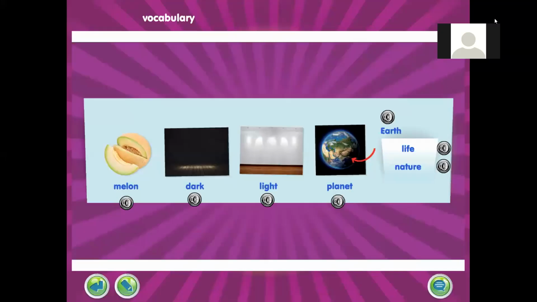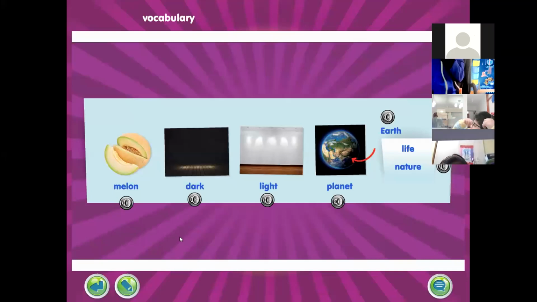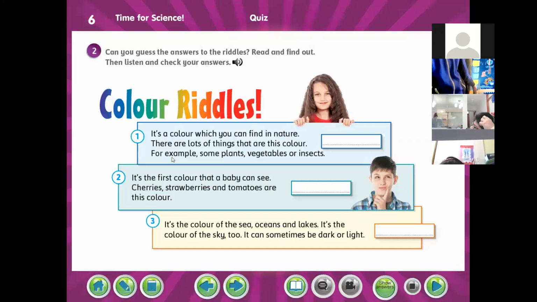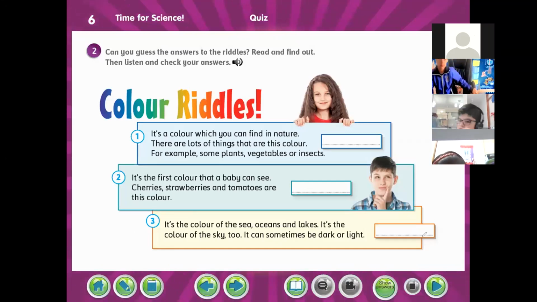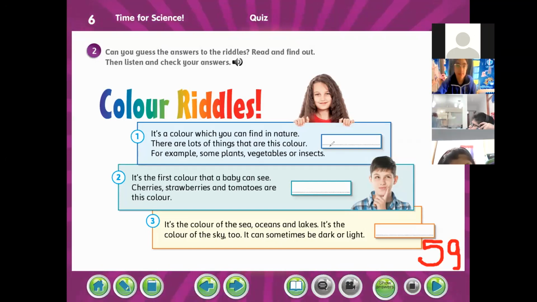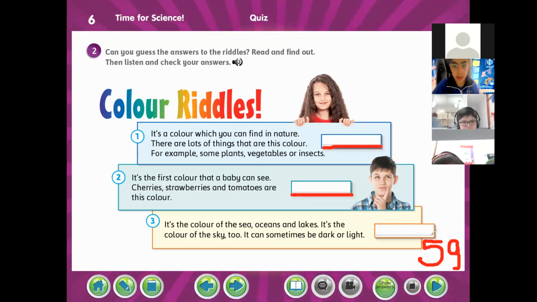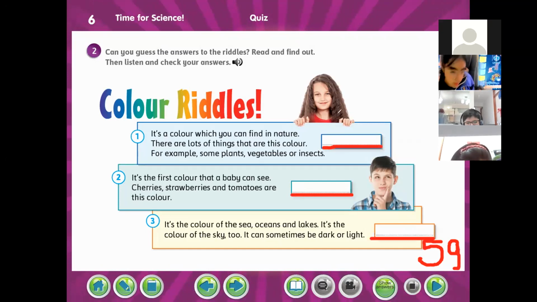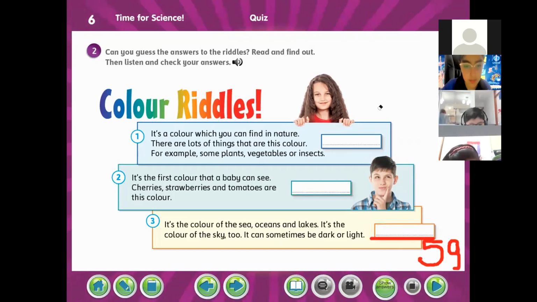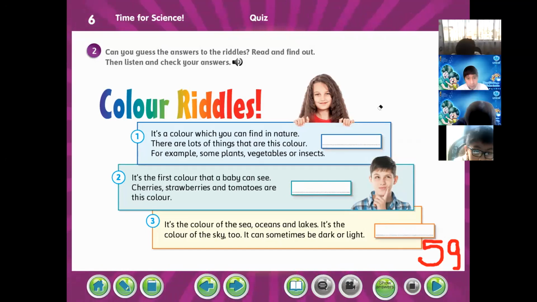In your Young Stars, let's go to the same page. You are going to read these riddles and answer these riddles, okay? In your book, in the page 59, you have some riddles. Read, please, these riddles and answer. Okay? Let's go, please, to your Young Stars, page 59. Read the riddles and answer them.